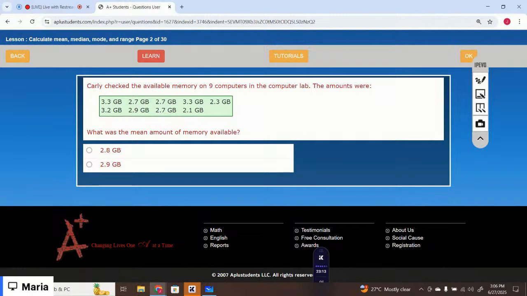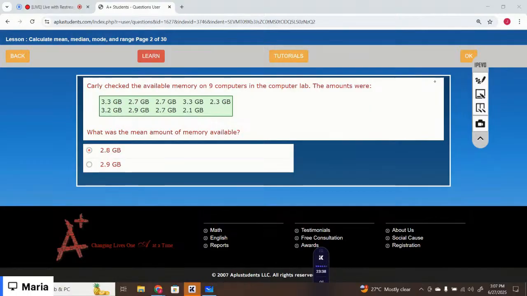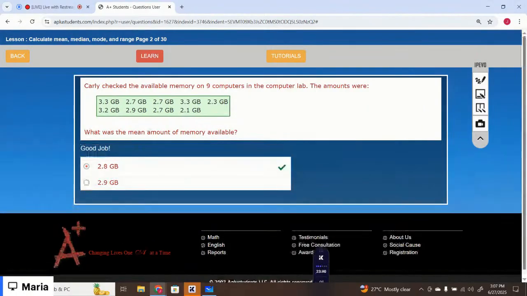So there are 1, 2, 3, 4, 5, 6, 7, 8, 9 values. So divide them by 9. That is 2.8. So how did you calculate mean? We need to add all the given values and divide by the number of values. So I just added all these values and divided by 9. That is 2.8. Option number one is the correct option.